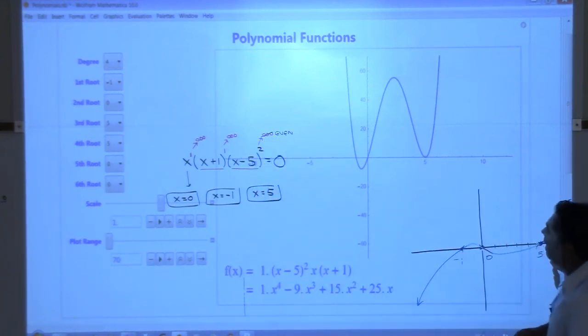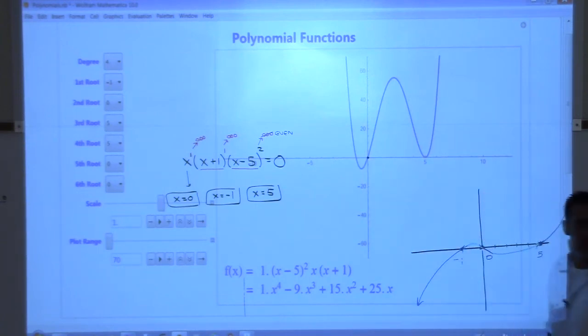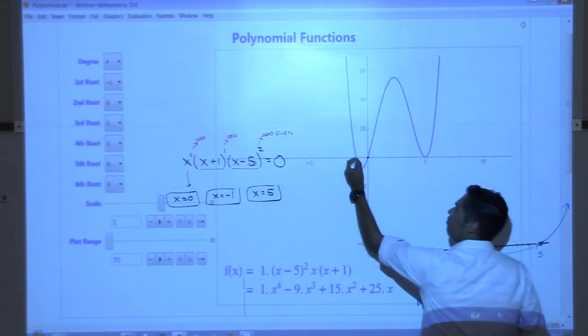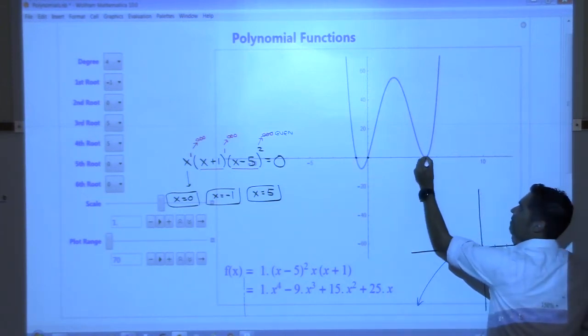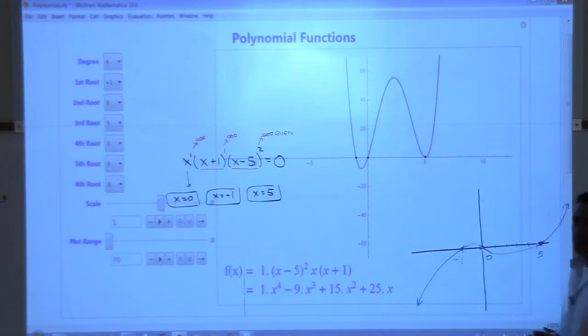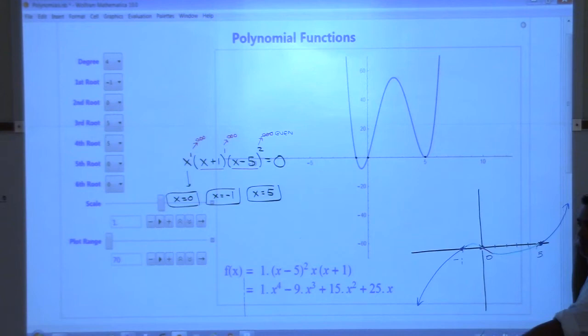what's happening at 0? Are we still crossing through? Okay, what's happening at -1? Are we still crossing through? Yes, but what's happening at 5? We're bouncing, aren't we? What else has changed in the graph? Because there are some significant changes. Yeah, it's going up instead of down.